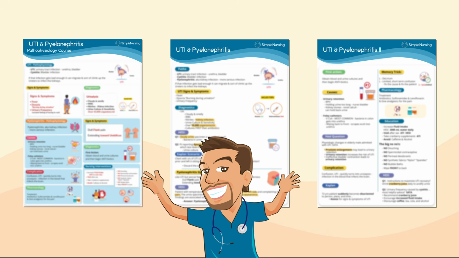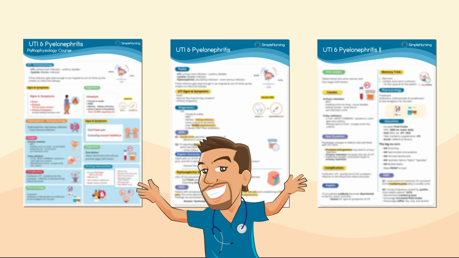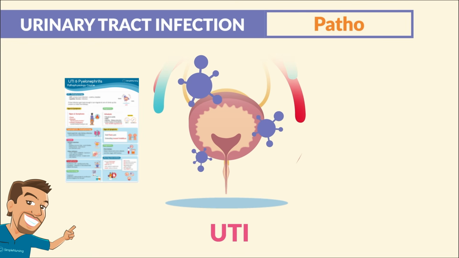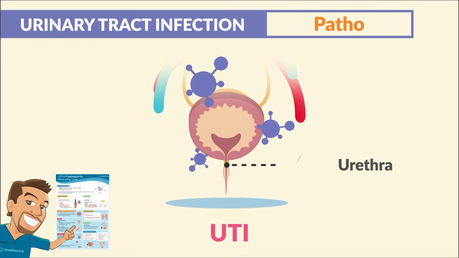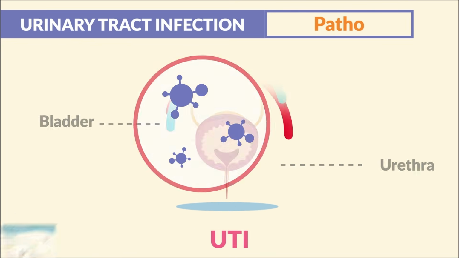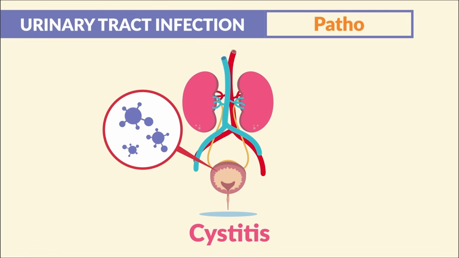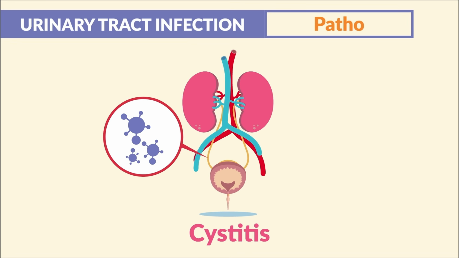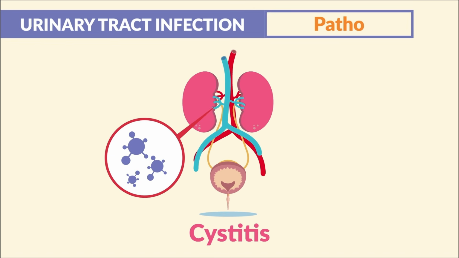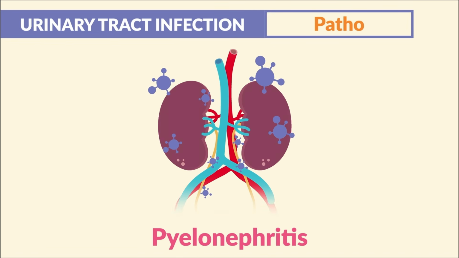All right, let's flush through it. A UTI is a urinary tract infection, typically in the urethra and the bladder. Now, cystitis is just a bladder infection. And if that infection gets bad enough, it can migrate and sort of climb the ureters to infect the kidneys, known as pyelonephritis, aka a kidney infection, which is far more serious.